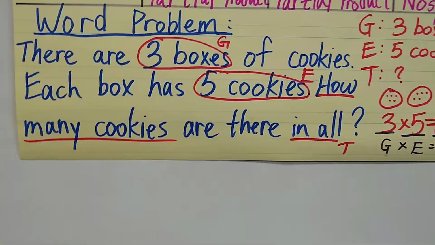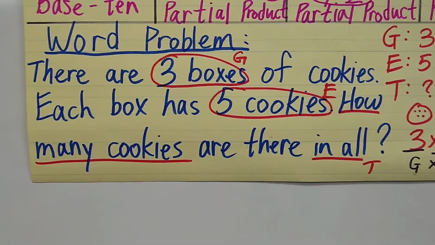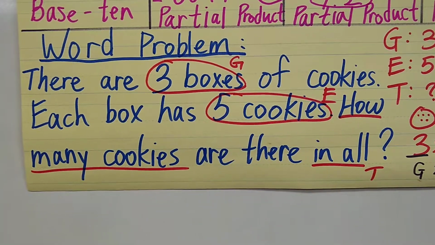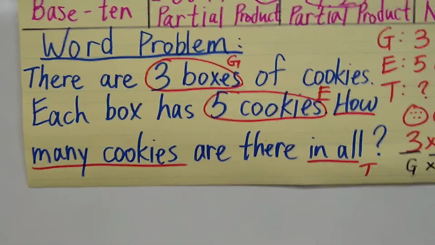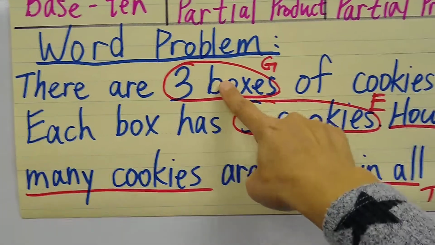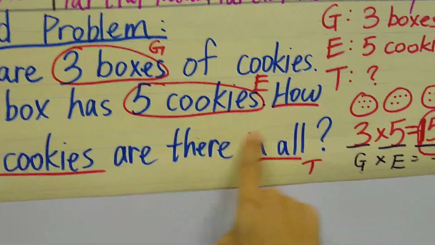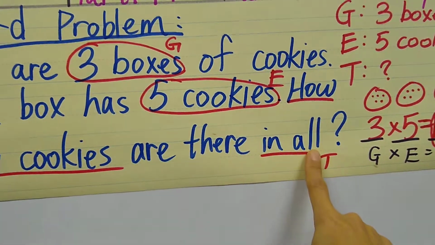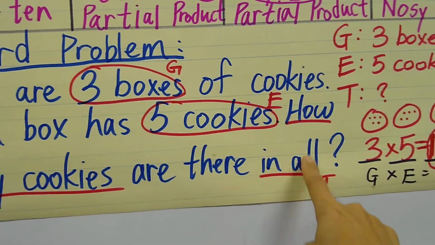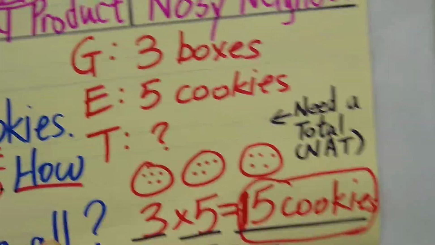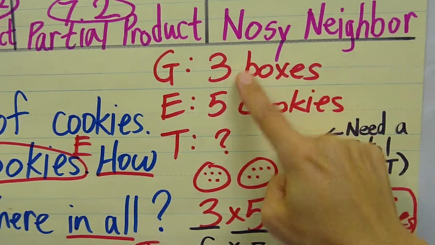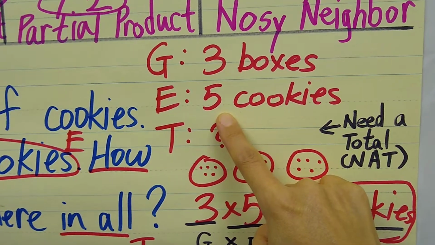And here's an example of a word problem. There are 3 boxes of cookies. Each box has 5 cookies. How many cookies are there in all? We always need to identify your G, E, T. For this question, the T is missing. We need a total. We don't have one. Right here, it tells you you have 3 boxes, 5 cookies in each box.